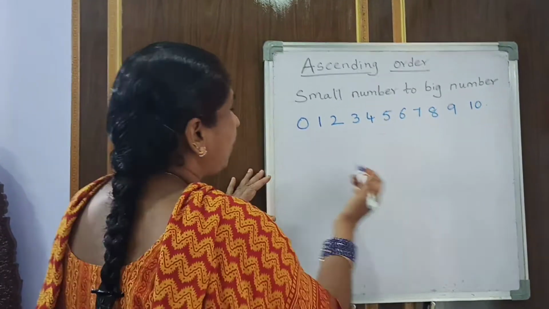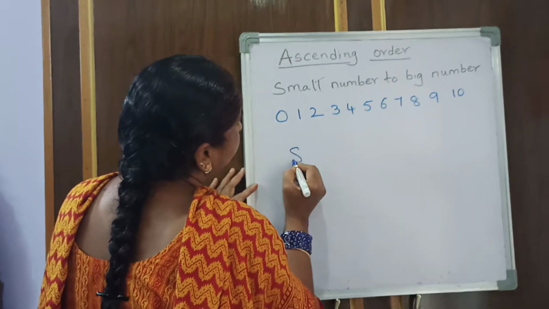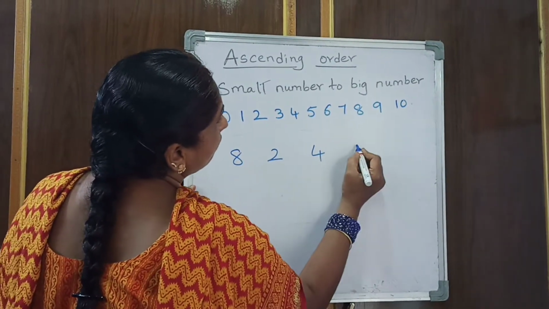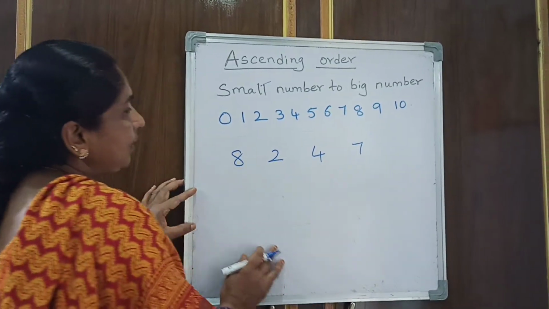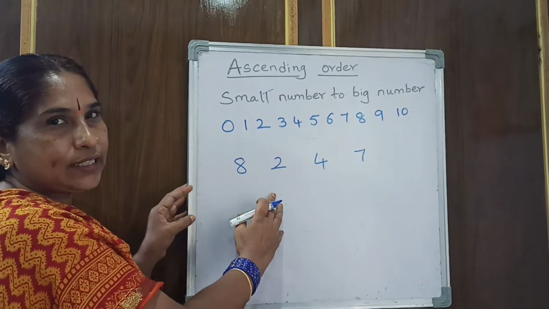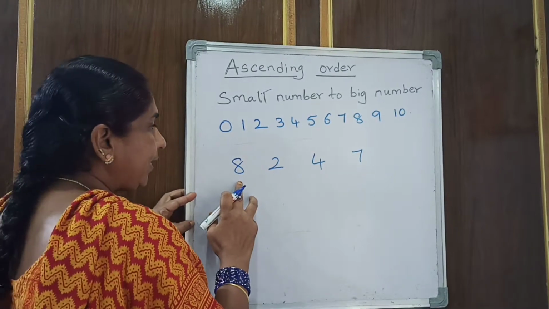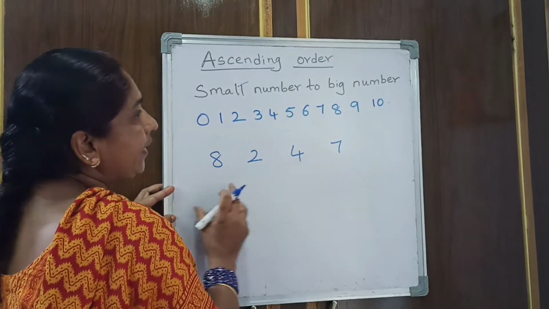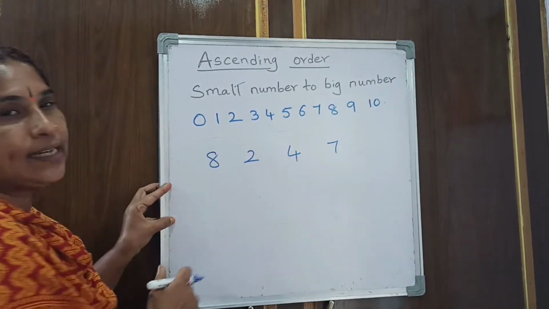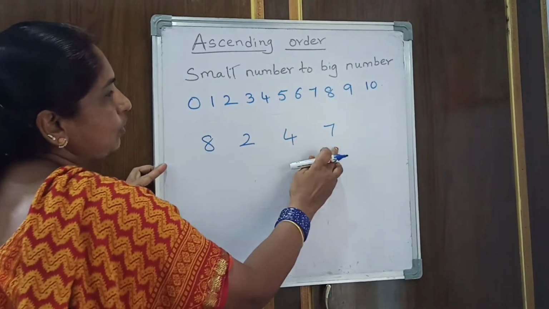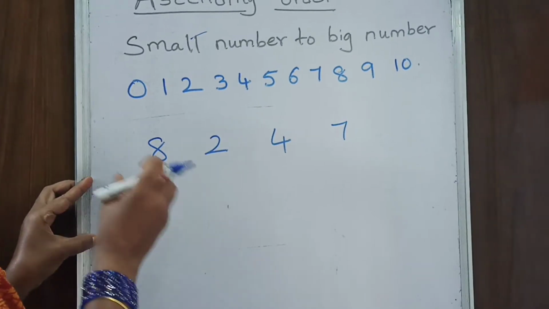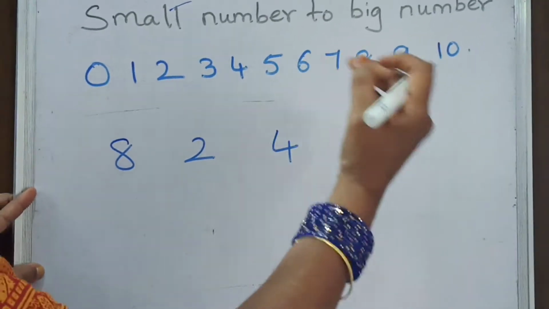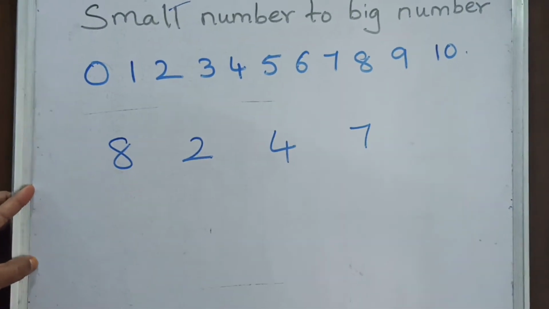See here, for example, 8, 2, 4, 7. Here these are single digit numbers. You have to arrange these 8, 2, 4, 7 in ascending order. Ascending order means out of these numbers you have to choose the first one, the smallest number, then the next number, then the next number. Is it clear, children?